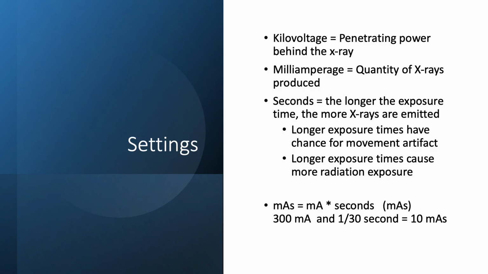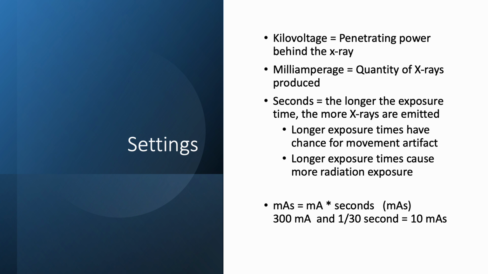I'm going to say it again in a different way. So the KVP is the penetrating power behind the X-ray. And I want you to really take note. If you see penetrating power or anything about penetration, we're talking about KVP. Those two are synonyms. You can substitute one for the other. The MA, or the milliamperage, is the quantity of X-rays produced.